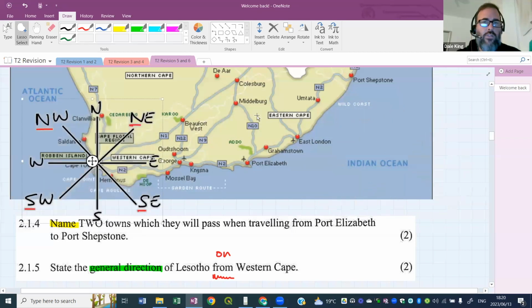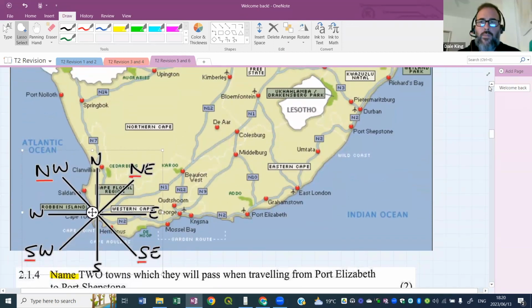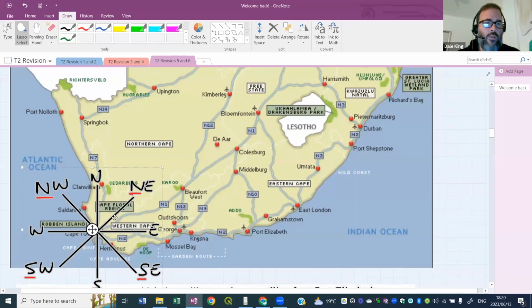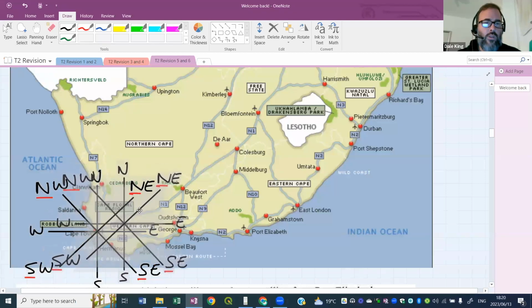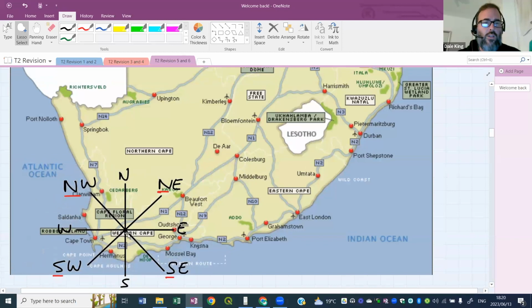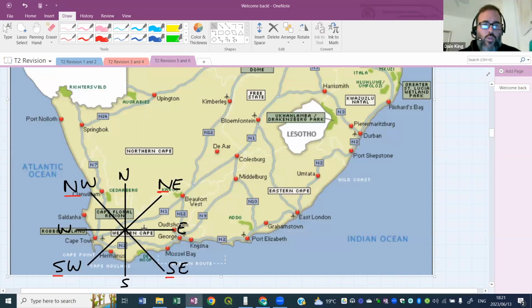In fact, the Western Cape is a whole province. So I'm going to just move it slightly inland. In fact, if I put it on the word there, you're probably safe. So it's on the Western Cape. All right. And we need to know Lesotho. Okay. Now I'm going to use a thicker red line to draw a line from the Western Cape to Lesotho.